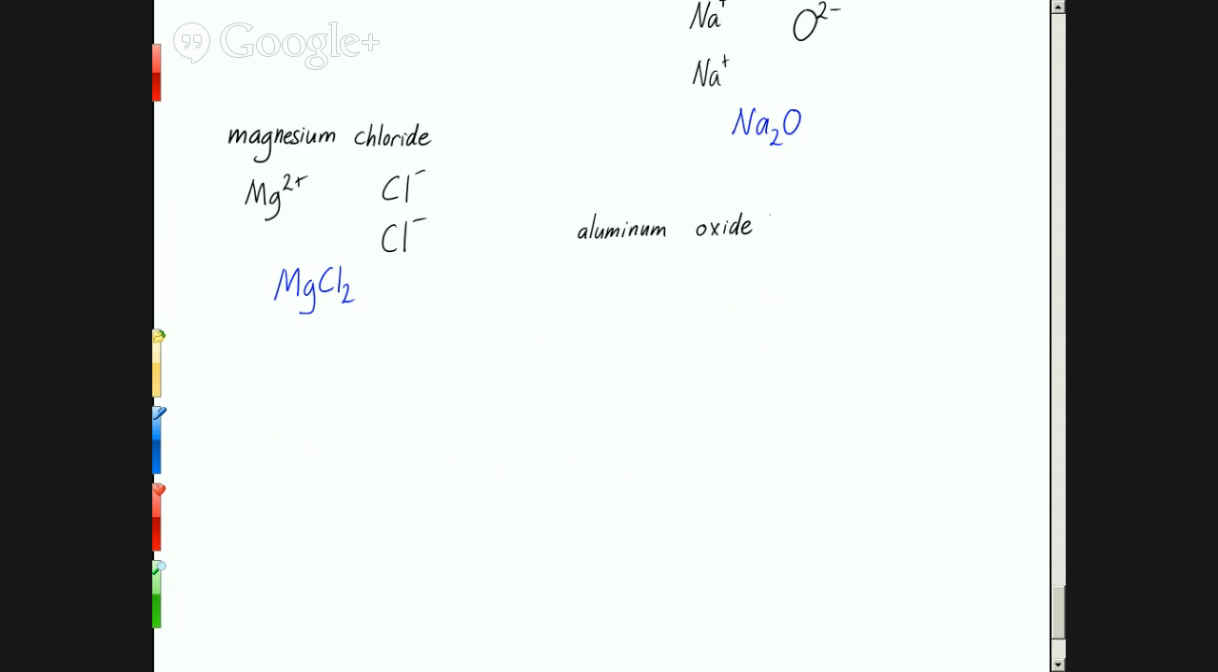Aluminum oxide. What's the formula for aluminum? Al. So now we got to figure out what the charge is going to be on Al, what the charge is going to be on oxide, and figure out how to put those together. So see if you can do that one, and then we'll look at it together.